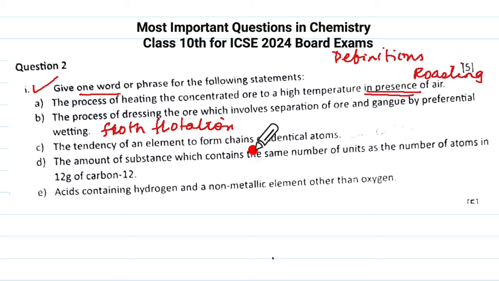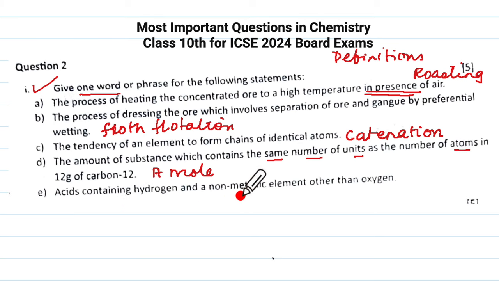Method. The tendency of the element to form chains of identical atoms is catenation, and this is the term from organic chemistry. The amount of substance which contains the same number of units as the number of atoms in 12 grams of carbon-12 is a mole of a substance.